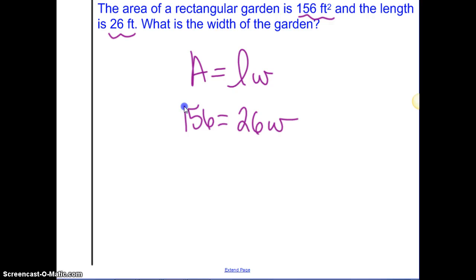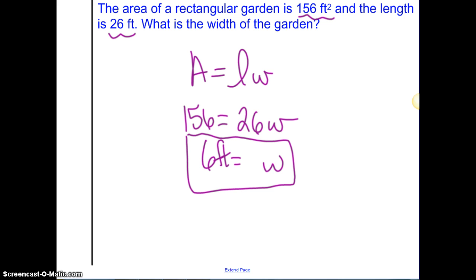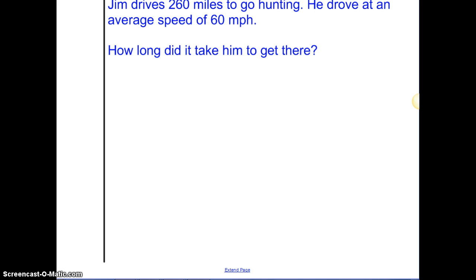And my answer is, I'm not exactly sure yet. I didn't have my calculator open. I got 6. Did you get 6 for your width? And because it's words, 6 what? Cats, dogs, candy corns. 6 feet is your width. All right, this one, try on your own and push pause and then come back to me.